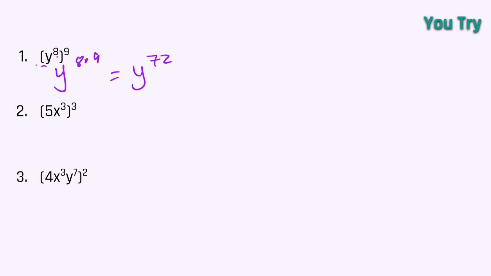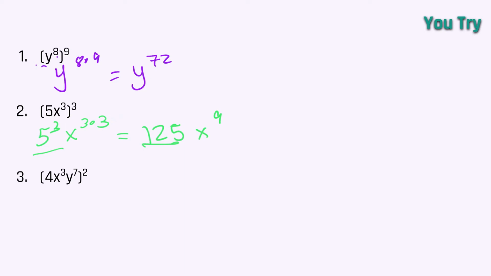This next question is 5x cubed all to the 3rd power. So I need to take 5 to the 3rd and then x to the 3 times 3, which is equal to 125 x to the 9th. If you are given a problem with actual numbers in it, you have to evaluate that actual number and not just leave it as 5 to the 3rd.